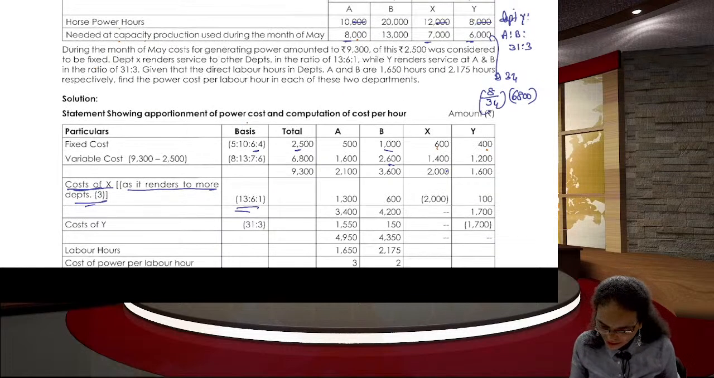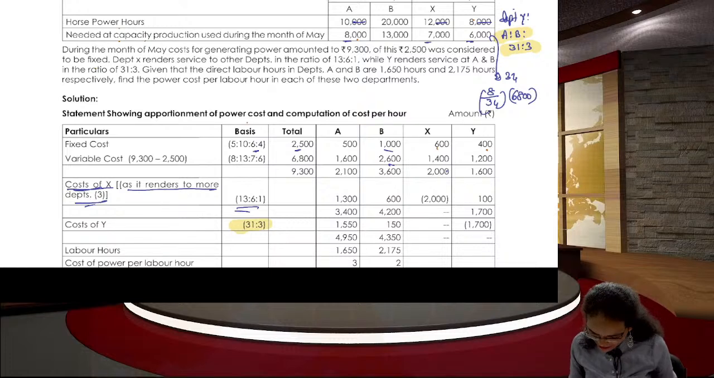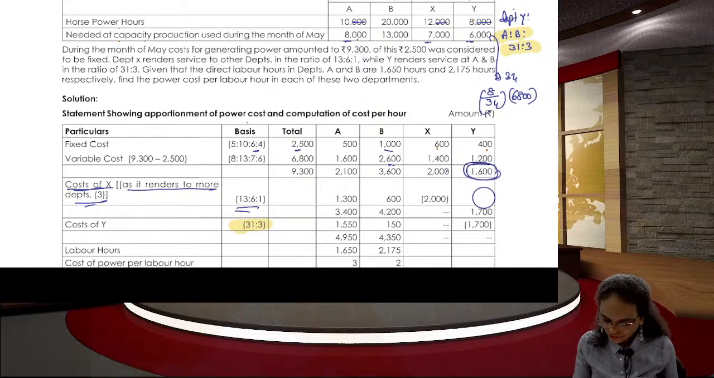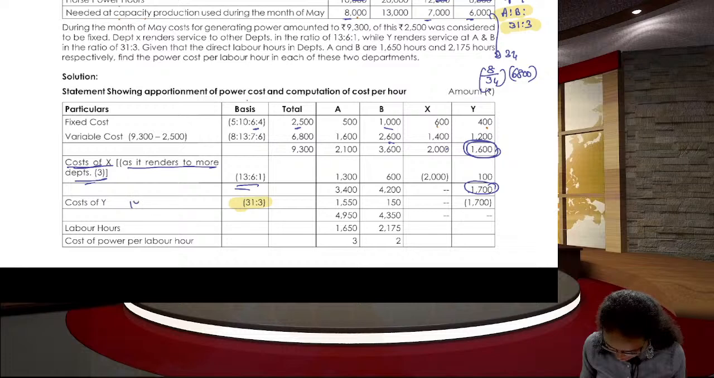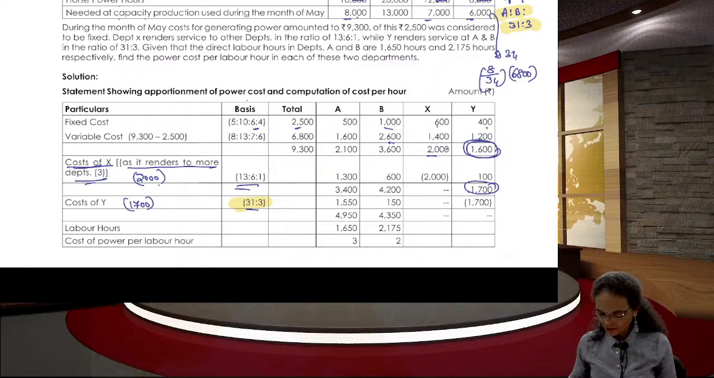And for the Y department, the ratio for A and B is 31:2 and 3. So what is the expenditure for the Y department? 1600 rupees it got previously, and 100 rupees is a share from the X department. So total put together is 1700. This 1700 should be apportioned. 31 plus 3 is 34. 31 divided by 34 into 1700, that is 1550. So this one you will get.